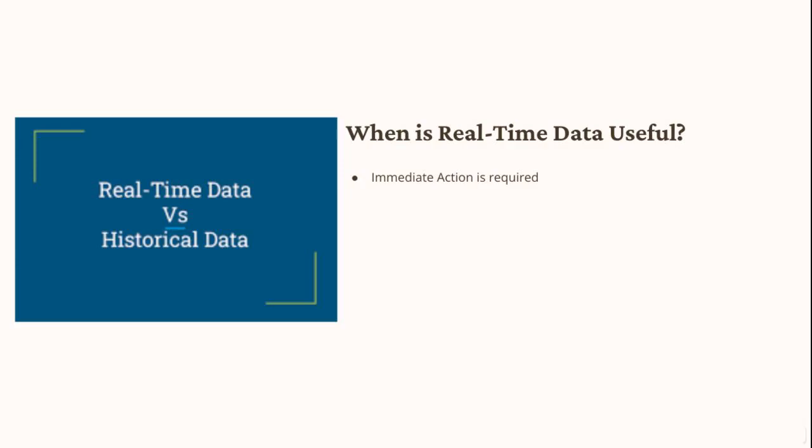Real-time data is crucial when immediate actions are required. Example: detecting fraud in a credit card transaction. Situations are dynamic and constantly changing. Example: monitoring network traffic in IT systems. Customer experience depends on up-to-date information. Example: showing product availability on an e-commerce site.